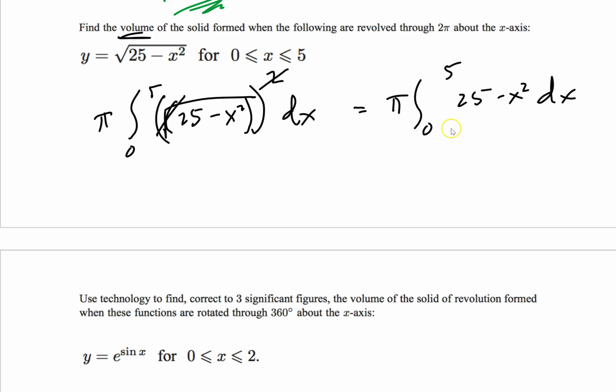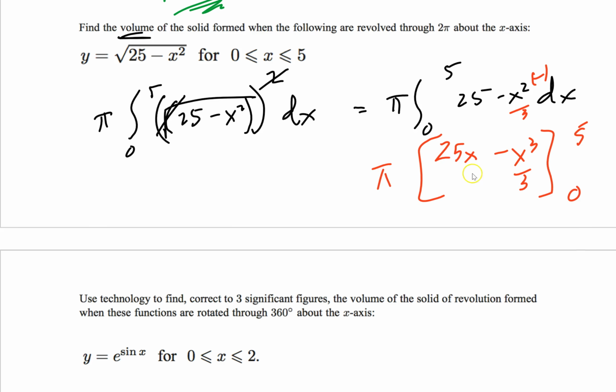Remember, that's the power rule. So add an x there because it's a constant. Here, add 1 divided by any power. So minus x cubed over 3. Again, the pi's on the outside, and we're doing limits from 0 to 5. And again, that's just like arithmetic. Plug in 5, plug in 0, subtract, get your answer. I care more about the idea though, right? That's how to do it.